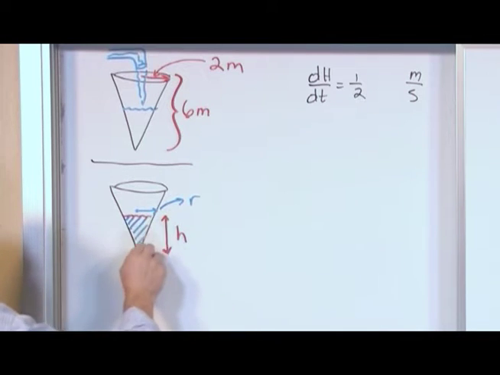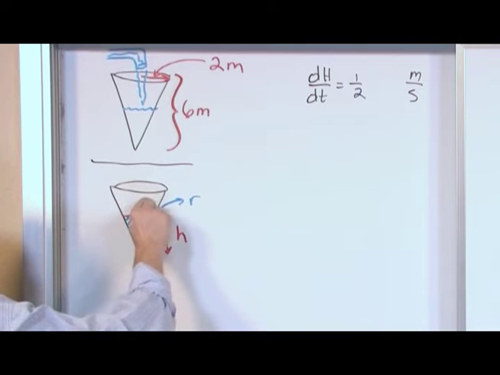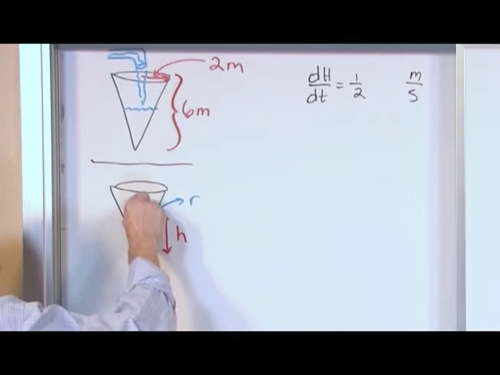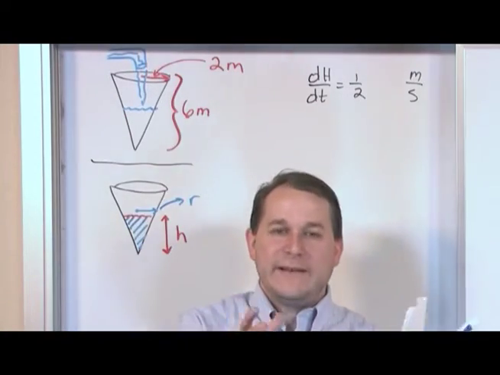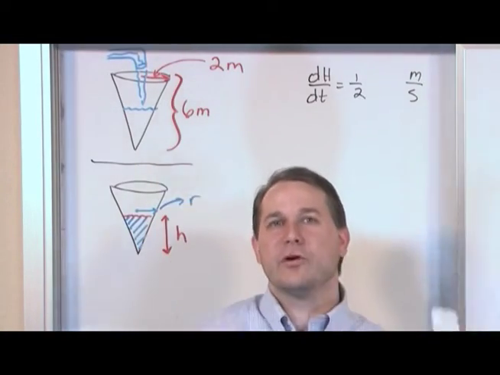But as the volume of water increases inside this thing, the rate of change, or the speed at which the height is increasing up here, is going to slow down lower and lower, because the volume of that cone is getting larger and larger as it goes up.